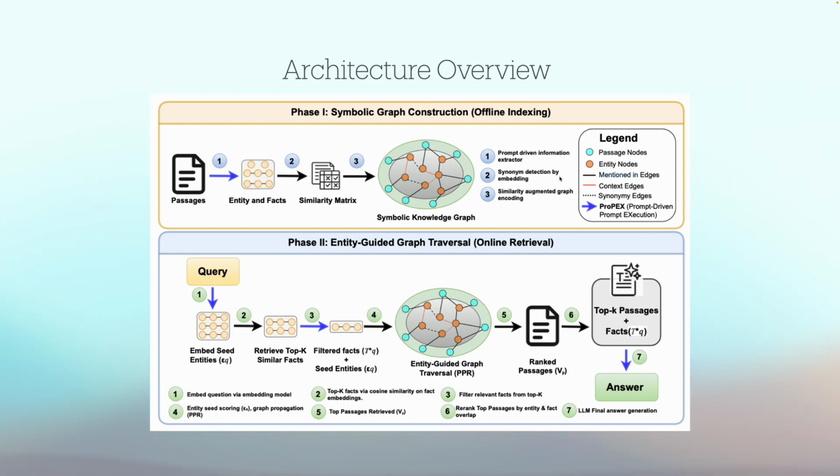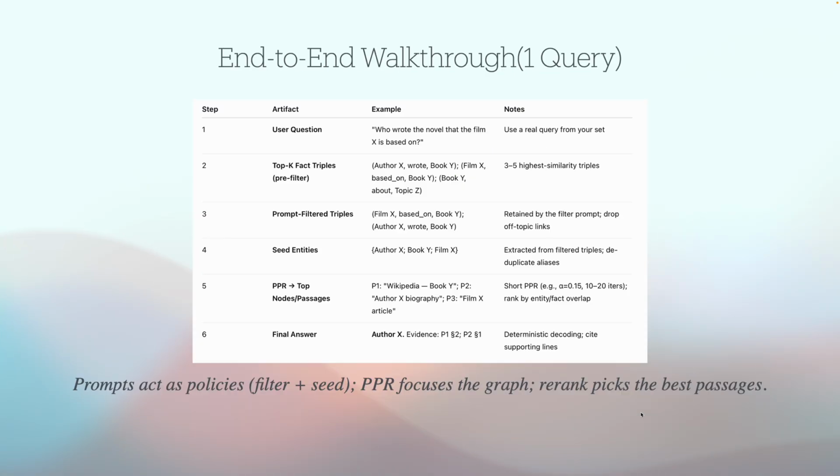So in phase 1 we have three steps: prompt driven information extraction, synonym detection by embedding, and similarity augmented graph encoding. Then in phase 2, which is the online retrieval, we embed the question via the embedding model, do entity seed scoring, get the top k facts using cosine similarity, and then top passages are retrieved. Yeah, the first step is this. The second step is top K, and then filter relevant facts. After that, the entity seed scoring is done, top passages are retrieved, and then we re-rank them, and the final answer is sent out. So, this is the end to end walkthrough.